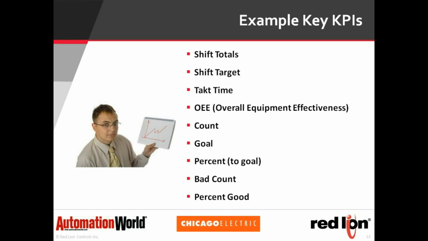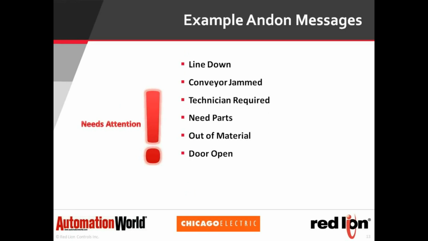Some very simple KPIs, things like count. Got to let the employees know where they stand. More importantly is the goal. Let them know what you expect from them. How do they compare their actual production against the goal? Quality folk, of course, want to keep an eye on bad count, so that's an important metric to display. No sense in producing product fast if you're producing it poorly. So those are some very simple KPIs.